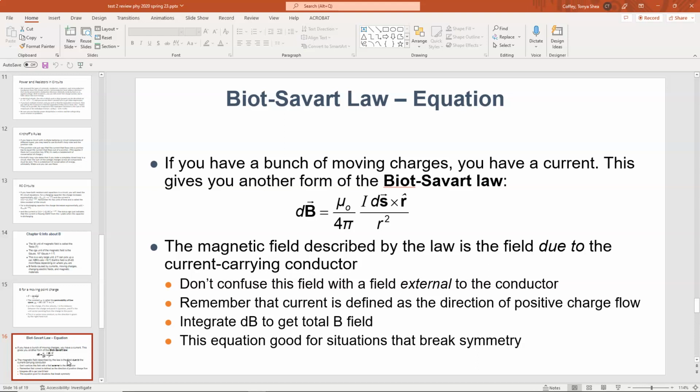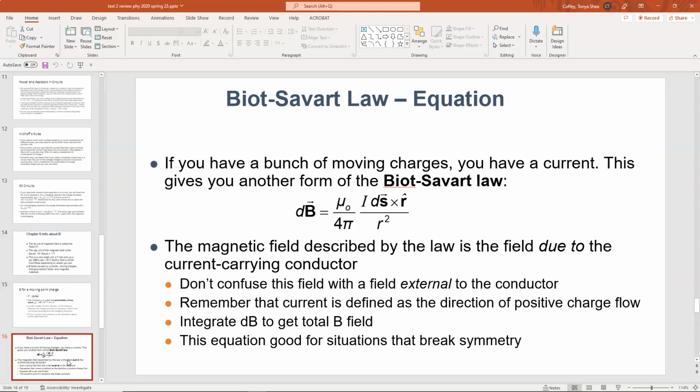So make sure that you understand that this is the magnetic field due to the current carrying conductor. Don't confuse this with any field that might be external to that conductor. Remember here that current is defined as the direction of positive charge flow. So if it's the motion of an electron or some kind of negative charge, then that's going to flip the sign, okay? And that you're going to have to integrate dB to get the total magnetic field.